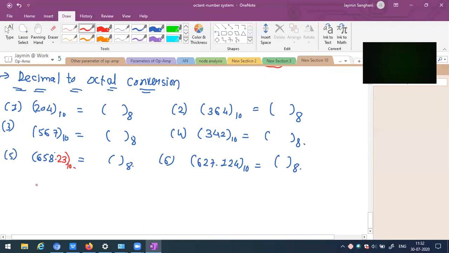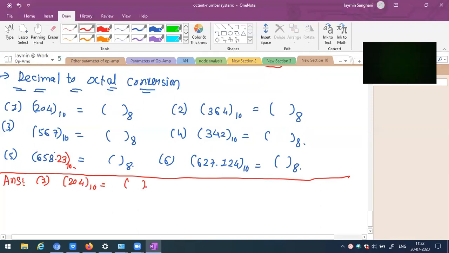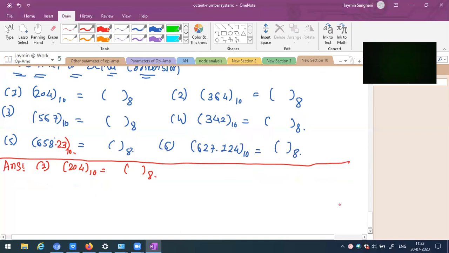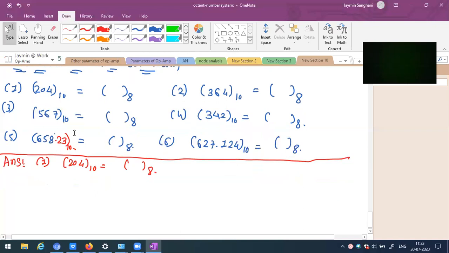Now, the answer of the first question. See, here we would like to convert the given decimal number into octal. That's why, in the previous step we multiplied the value, now we divide with 8. Whatever base we want to convert to, based on that we divide all the values.